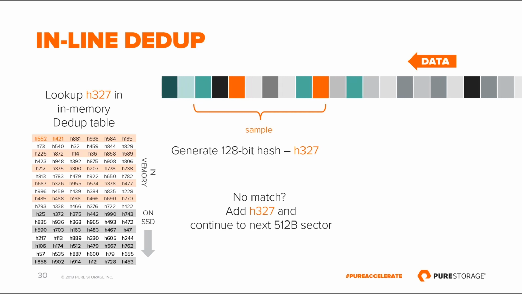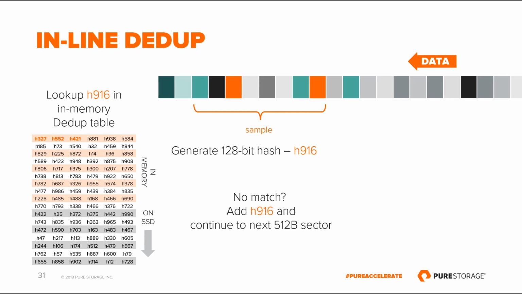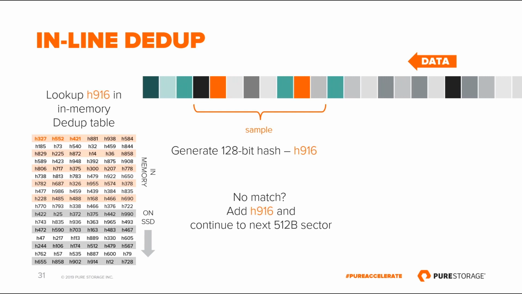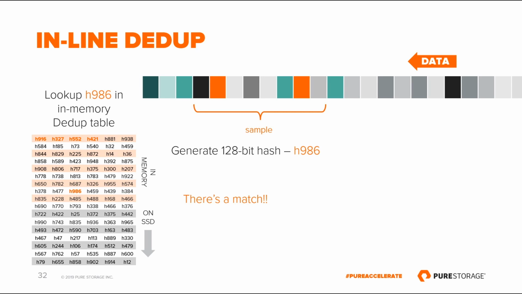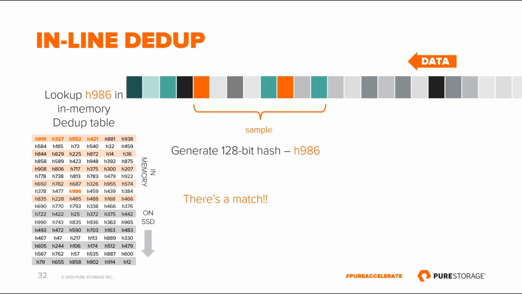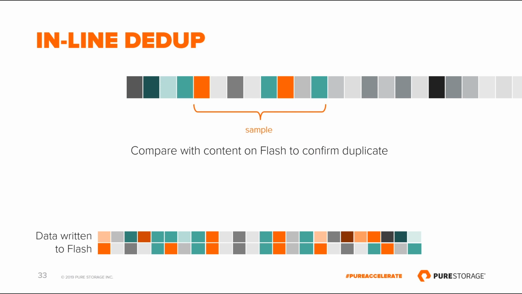Sliding down to our next sector, we have H327. That is a miss, so we'll enter that into the dedup table and move on. To the next one, we have H916, again another miss, so we'll just enter that into the table and move on again. And this next one happens to be a hit. H986 is in our dedup table, so we know the data exists already, so we end up not having to write that piece of data. And then we continue on with this actually.